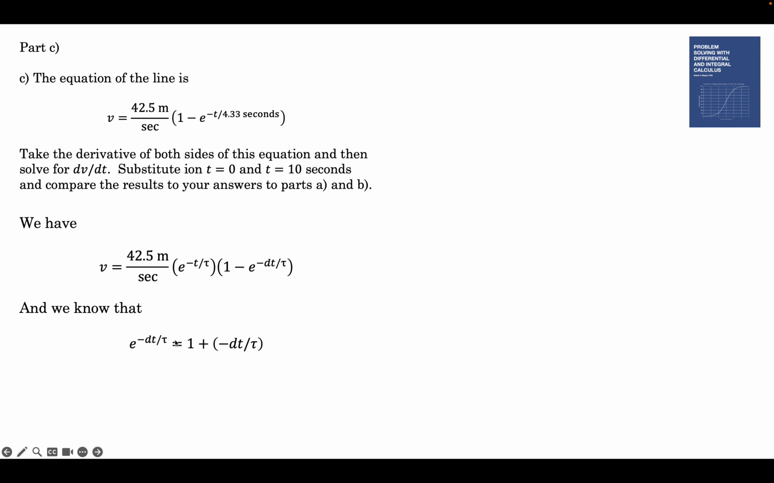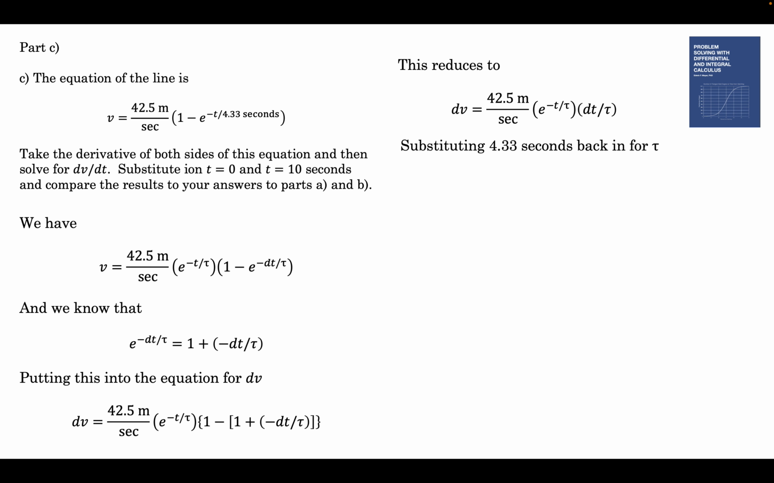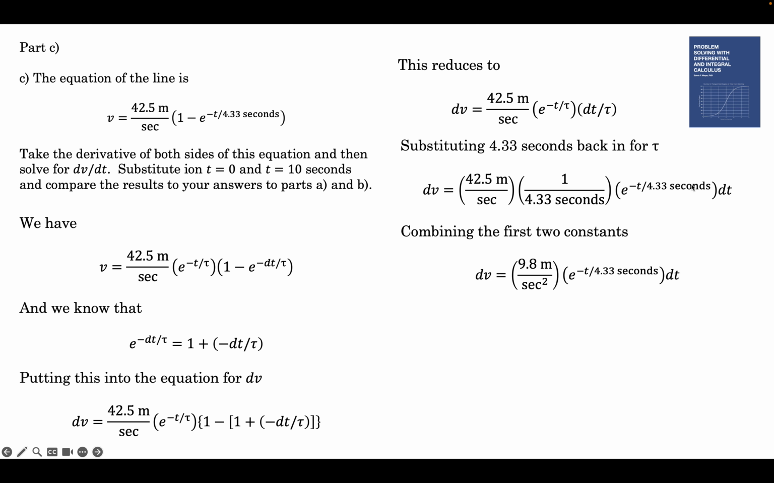There's our x, minus dt over tau. So we're going to substitute this term in right here. So 1 minus this thing right here. The 1's go away. We have 1 minus 1, and that reduces to this. And we're going to put the 4.33 seconds back in for tau. So we have a tau on the bottom over here, which is right here, and we have a tau on the bottom of the exponent, which is right here. And then we can put the dt on the other side to get the slope.